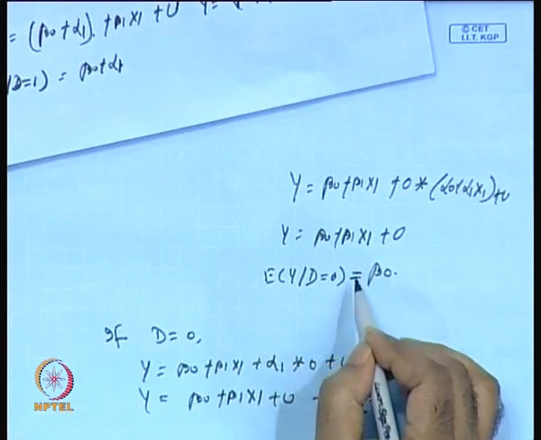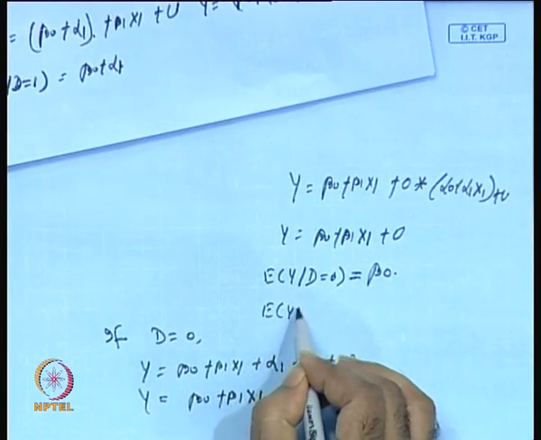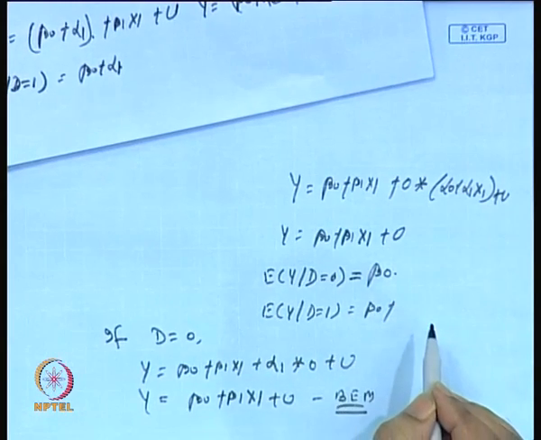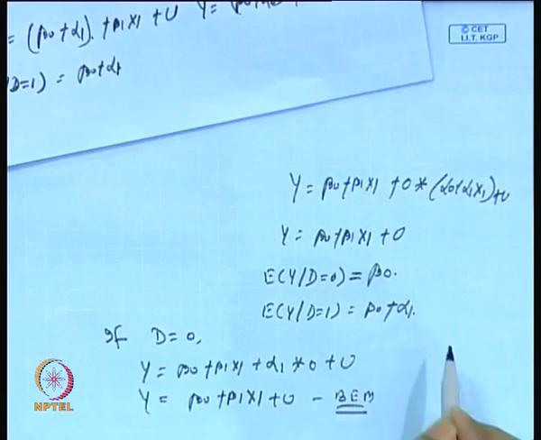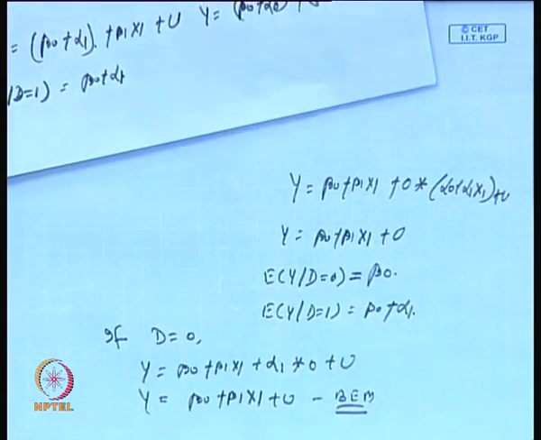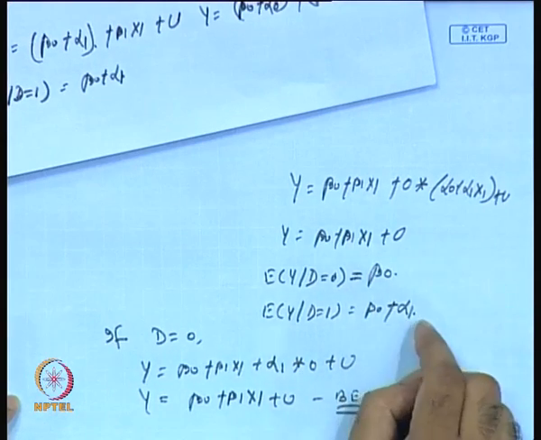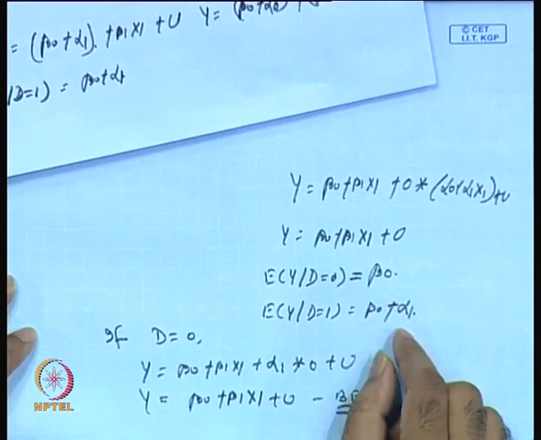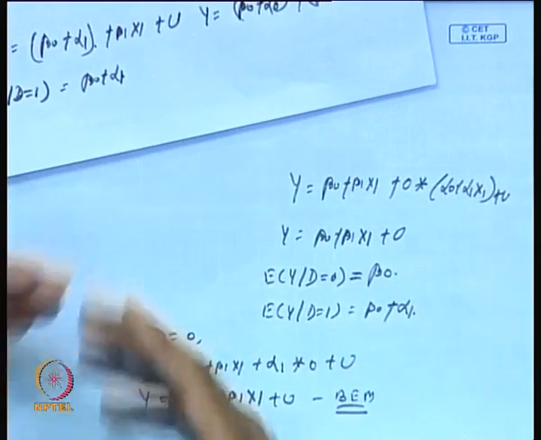So that means E of y given d equal to 1 is beta 0 plus alpha 1. So now this is the case where d equal to 0, and this is the case where d equal to 1. So that means the influence factor between male and female is alpha 1. So that is how the structure of the dummy variable works.